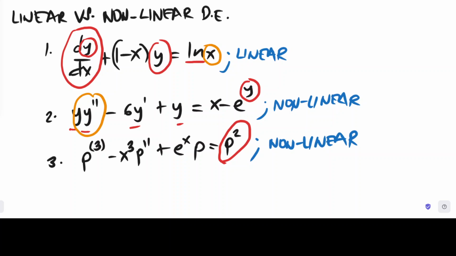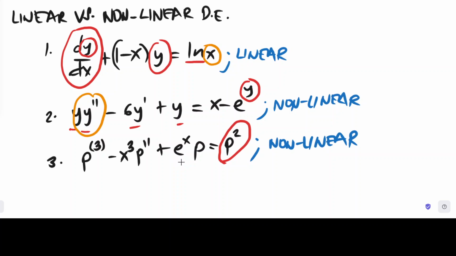But if we compare this third example to the other rules. Second rule, the dependent variable and its derivatives should not be inside any nonlinear function. The only nonlinear function here is e raised to x, and e raised to x is multiplied to p, so the p is not inside the exponential function.